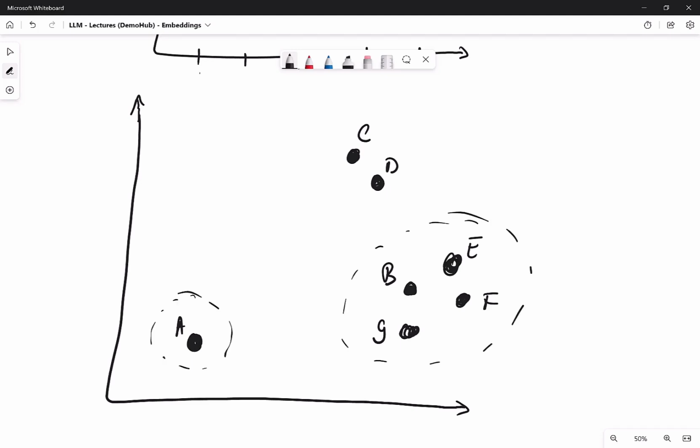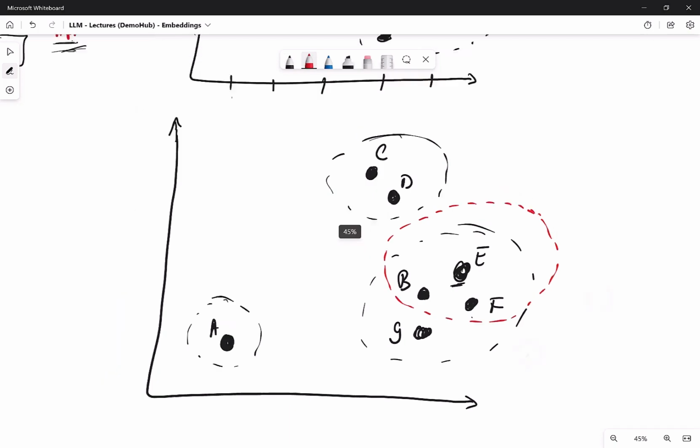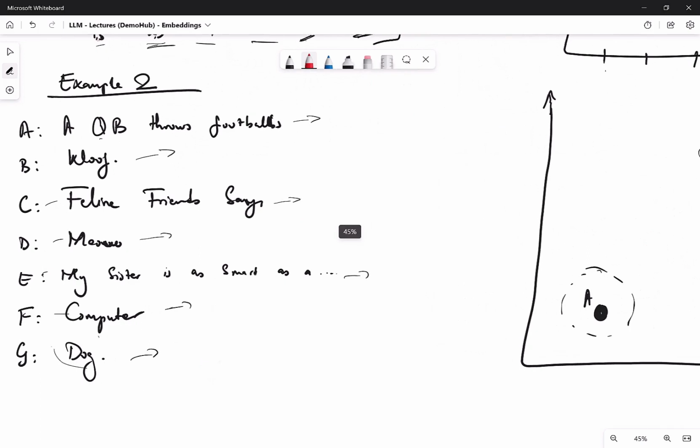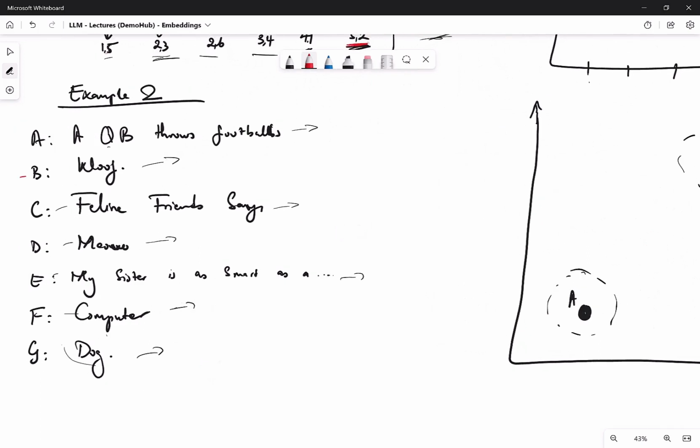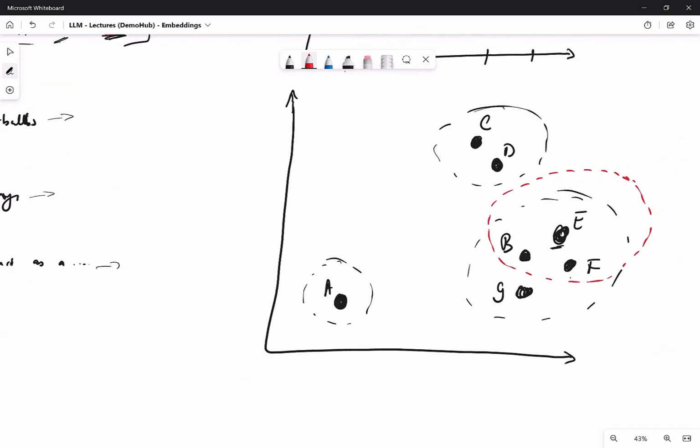Doing a simple vector search, I can do clustering around here. So clustering here, if I'm doing a vector search on this item, I can do a simple vector search around here. Or, depending on what the query is, you can do a vector search around these 3 items. Now, what are these 3 items? B, E, and F. B was wolf. E is my sister is as smart as, and F is a computer. All right, so my sister is as smart as a computer.